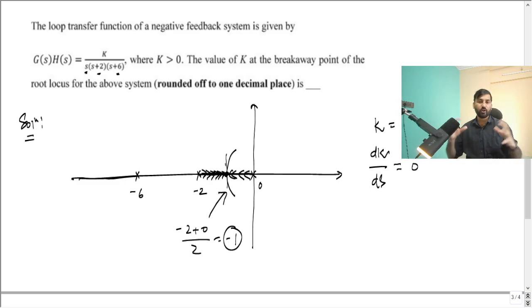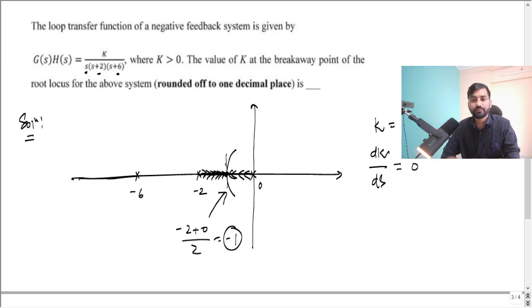So a breakaway point occurs between two poles, or you can say between poles and zeros on the real axis. Understand? So for the real axis, the root locus lies between two closest poles, and those poles would be very close to each other. So we have got 0, -2, and -6. These are the poles.